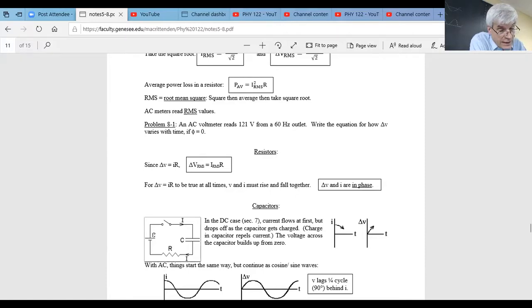The frequency, on the other hand, they have to be very careful about that. 59.9 hertz or 60.1 is no good. They have to be very precise about that. 60.01 really would be a problem. So they have to be very careful about that 60 hertz. So anyhow, pause it here, write that equation, and I'll go over it.